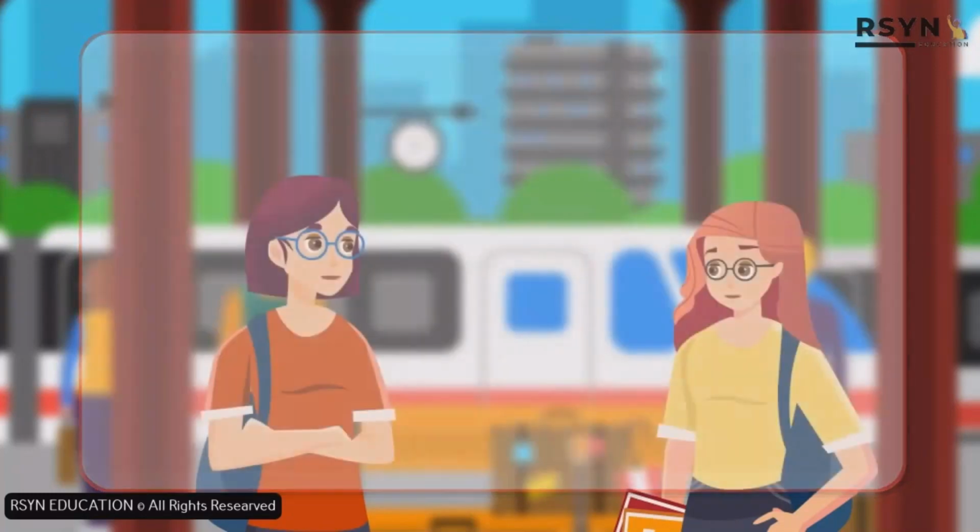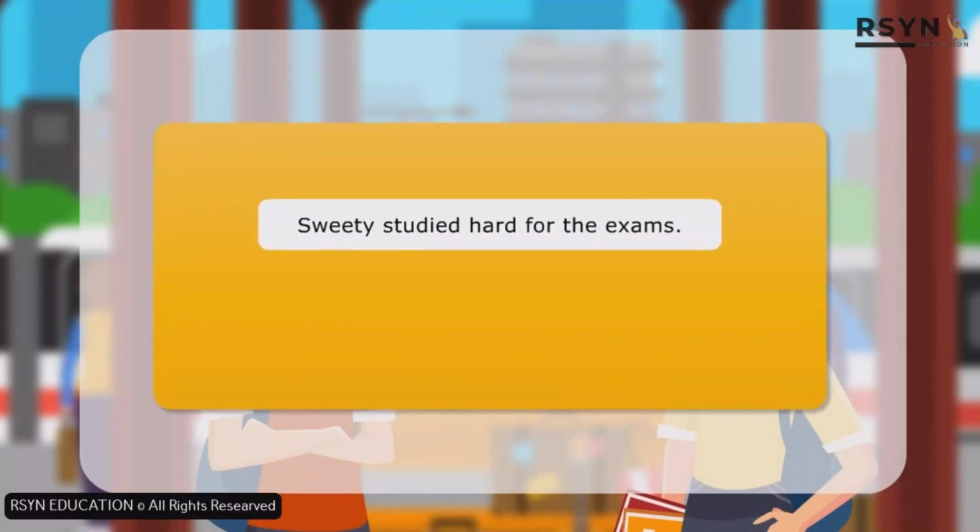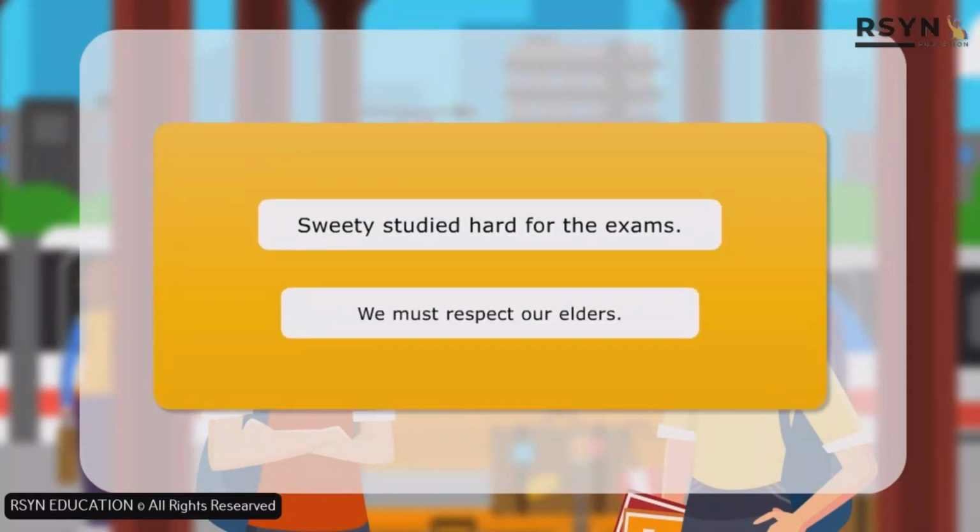Here are a few more examples of the use of period. Sweetie studied hard for the exams. We must respect our elders.